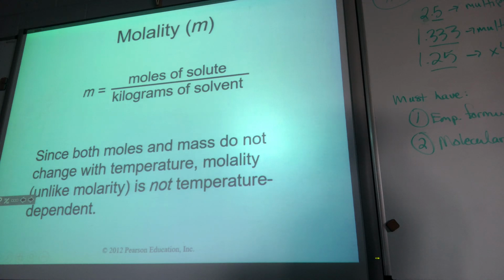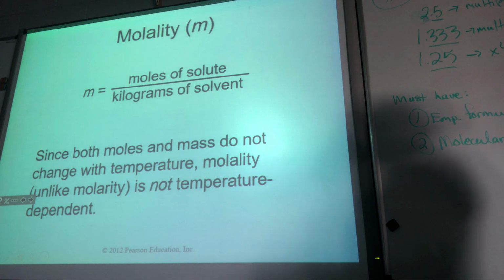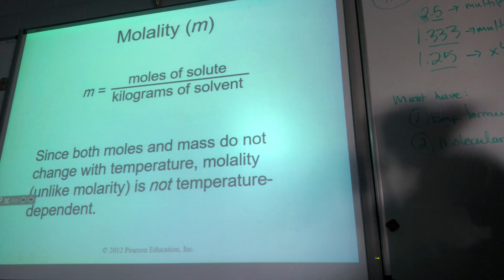Another concentration is going to be molality, and this is one I think I asked you about yesterday for your daily Q. Molality is a useful version of molarity because it does not use volume, it uses a mass. So instead of taking moles and dividing it by volume, we take moles and we divide it by kilograms, and we get rid of that temperature dependence.